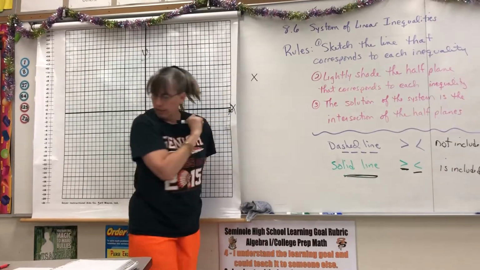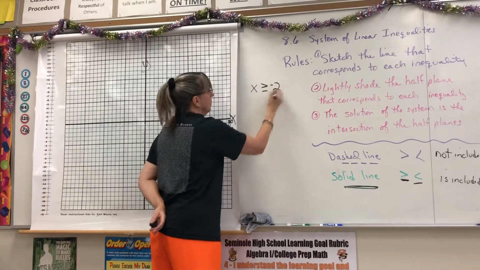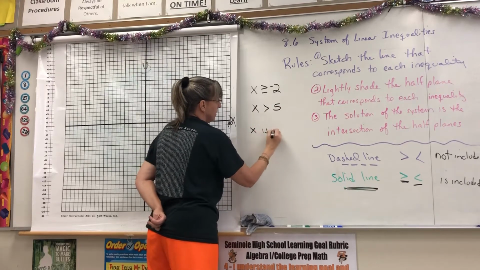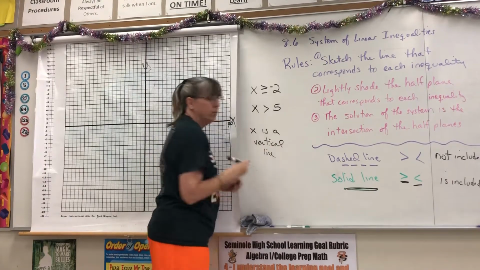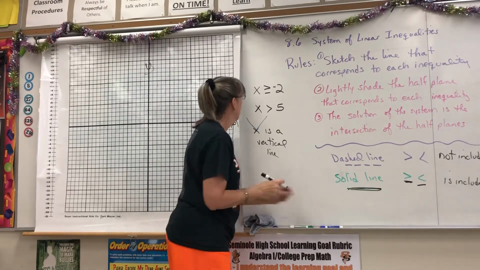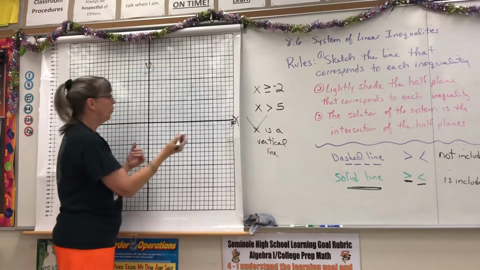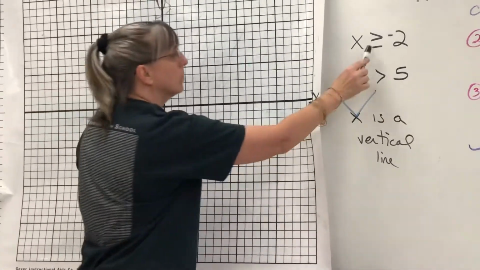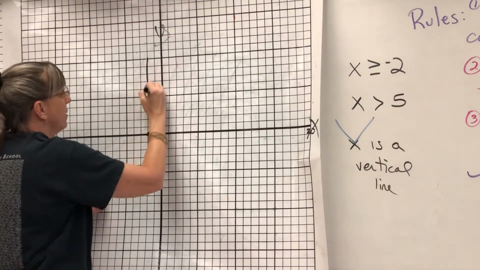So X is greater than or equal to -2, and X is greater than 5. So X is a vertical line. Remember how you can tell X makes the shape of a V for vertical? Okay, so let's graph these. X is greater than or equal to -2. So find where X equals -2, put a dot. I have a line underneath, I have an equal sign, so it's included. So I am going to make a solid line.